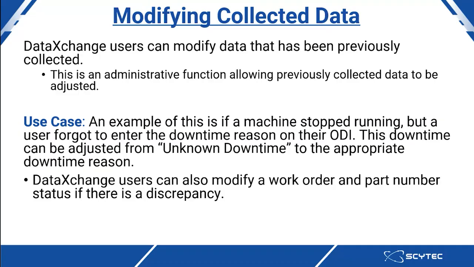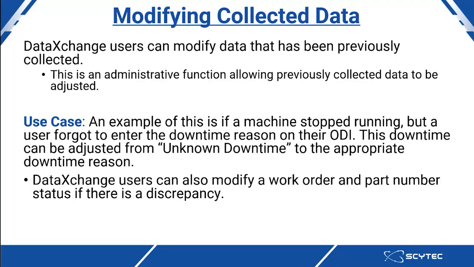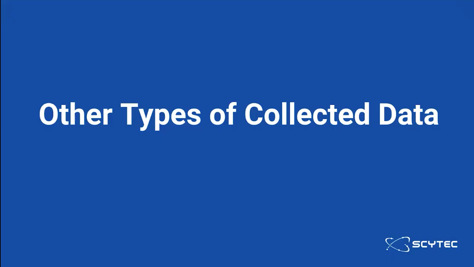A good use case of this is, let's say a machine has stopped running, but a user forgot to enter the correct downtime reason in their ODI. It is a supplemental application that is available with DataXchange, and it is for reporting downtimes that are not able to be automatically collected off of the machine, such as an operator going on a break or a tool breaking. And this downtime can be adjusted from unknown downtime to the correct reason. DataXchange users can also adjust a work order or a part number status if there is a discrepancy there as well.